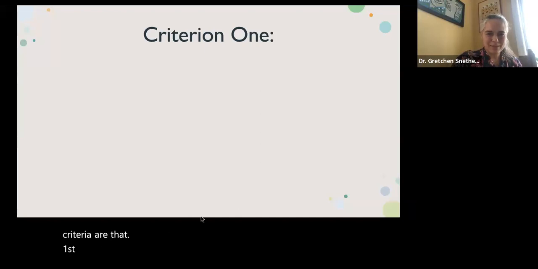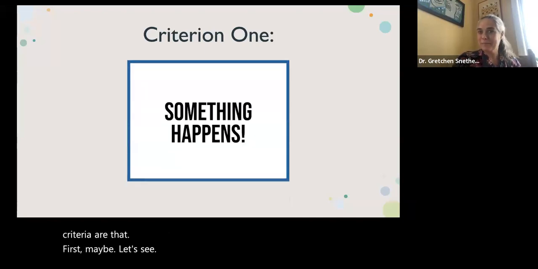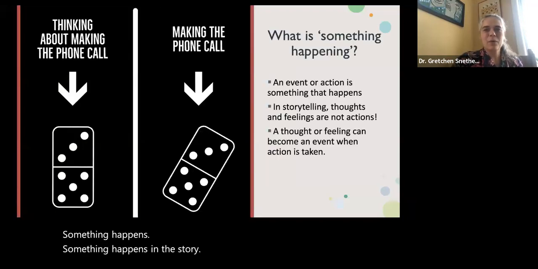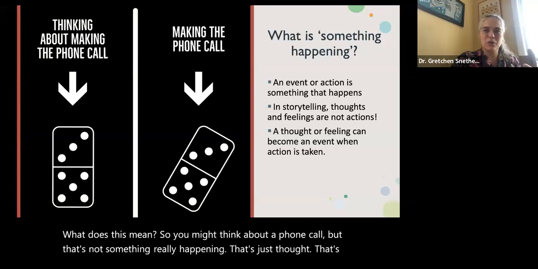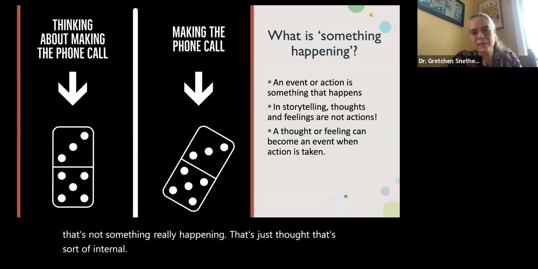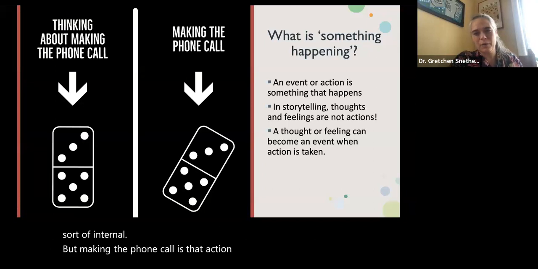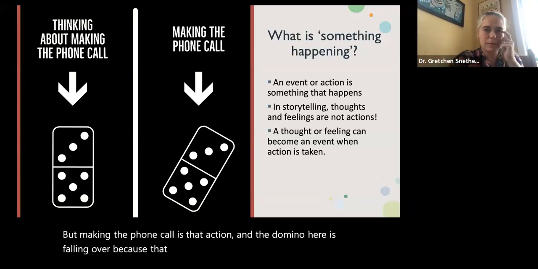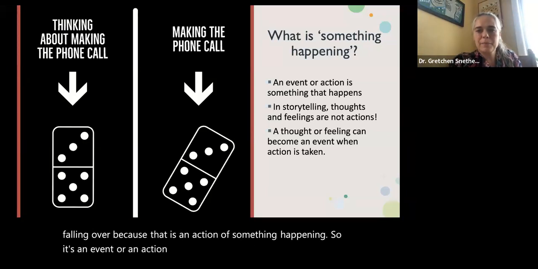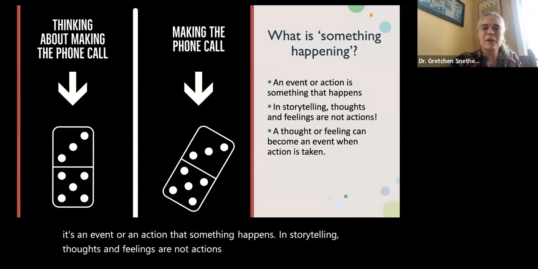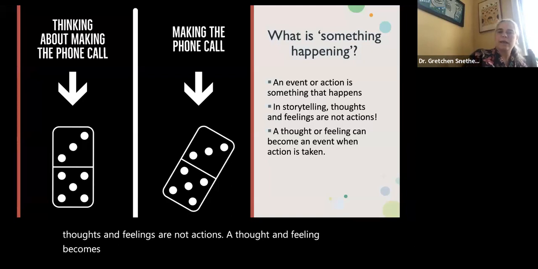First, something happens in the story. What does this mean? You might think about a phone call, but that's not something really happening. That's just thought. That's internal. But making the phone call is that action. And the domino here is falling over, because that is an action of something happening. So it's an event or an action that something happens. In storytelling, thoughts and feelings are not actions. A thought and feeling becomes an event when that action is taken.